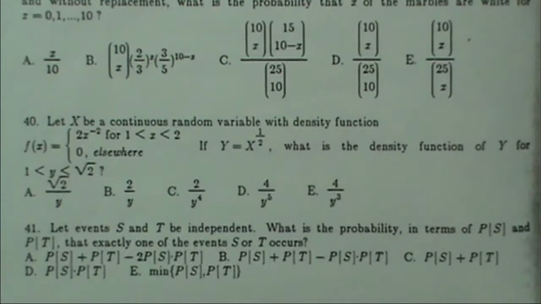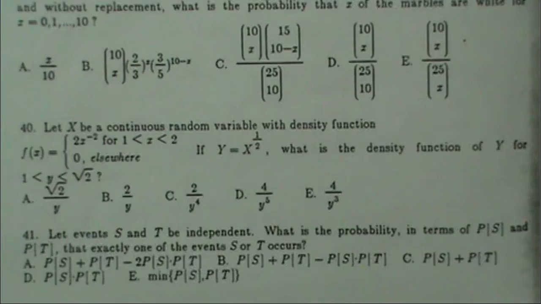Number 40, let X be a continuous random variable with density function f of x equals 2x to the minus 2, where x is between 1 and 2. If y equals x to the 1/2, what is the density function of y for y between 1 and the square root of 2?